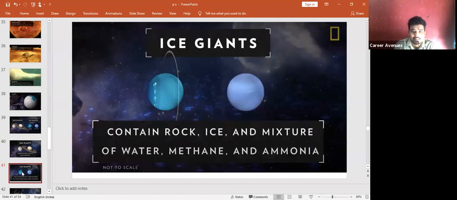Second one, ice giants. They contain rocks, ice, and a mixture of water, methane, ammonia, everything like ammonia and methane. It is in the form of ice, solid state.